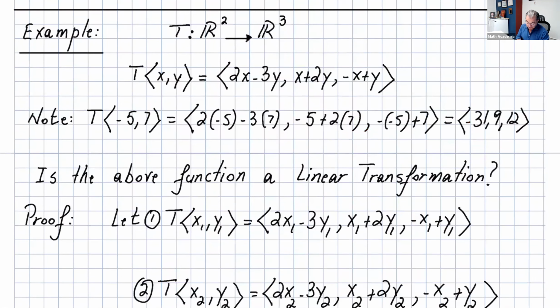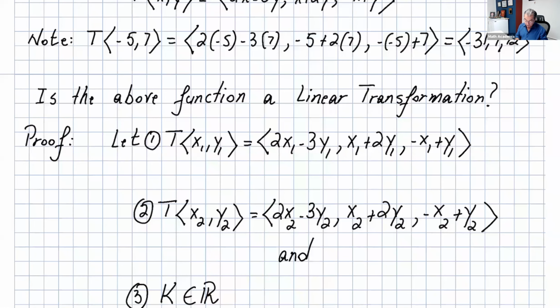You have a transformation from R2 to R3, and that's how it's written. T of (x, y) gives you the first component as 2x minus 3y, the second component as x plus 2y, and the third component is negative x plus y. If we try a vector here, negative 5, 7 as components, you just substitute for x and y and do the arithmetic, and you get negative 31, 9, and 12. We are going to come back to this.